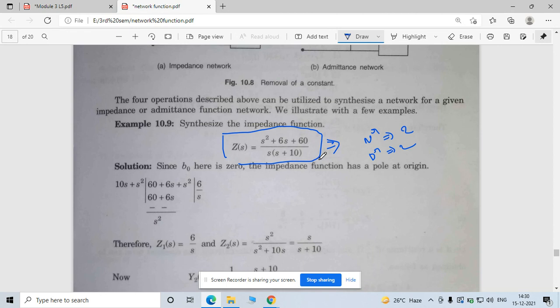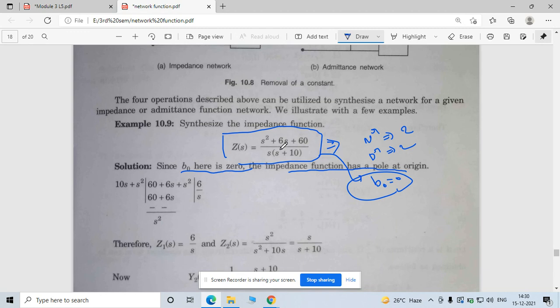But when you observe the numerator and denominator constants, b naught is 0 for the denominator. So if the constant is 0, in such a question you have to implement the pole at origin method, because we already saw that when there is a pole at the origin, generally b naught is 0. So here we are going to use that removal of pole at the origin.